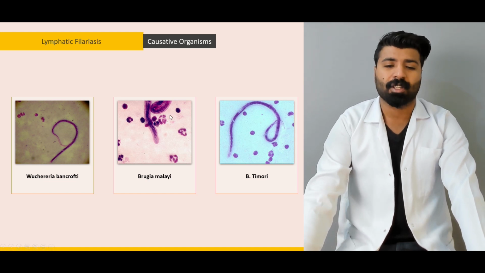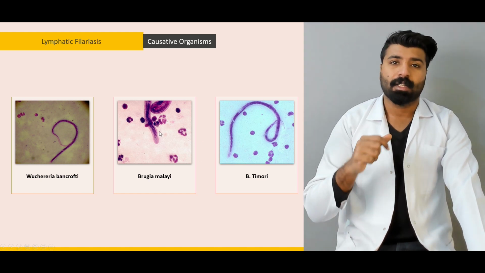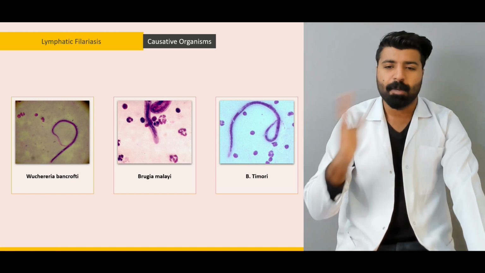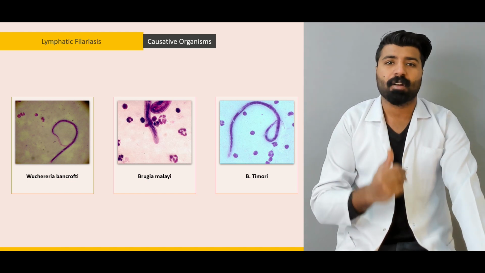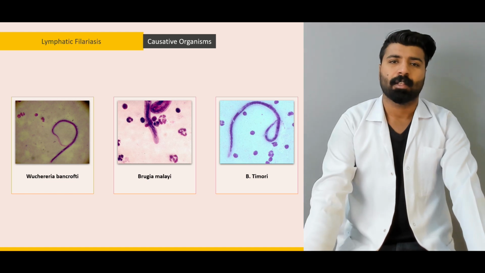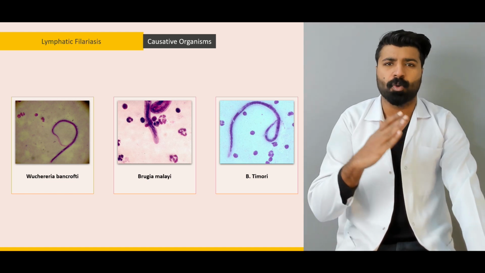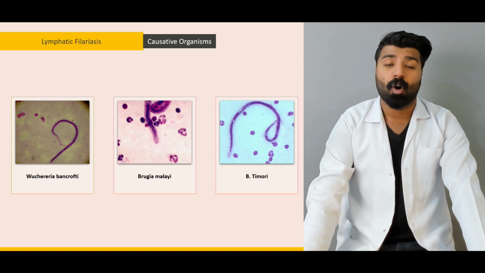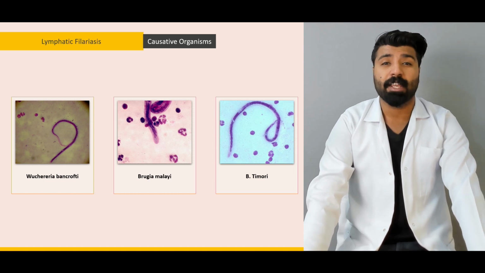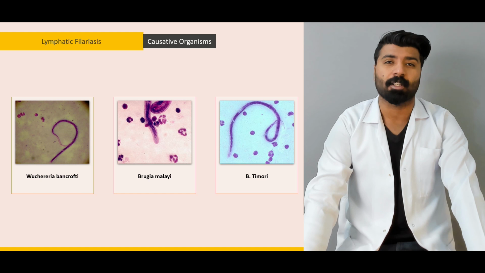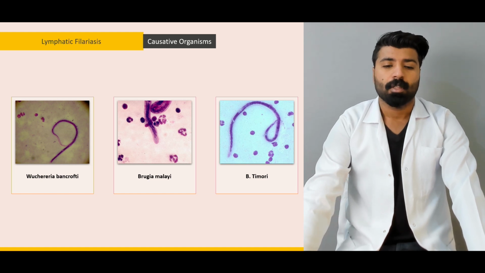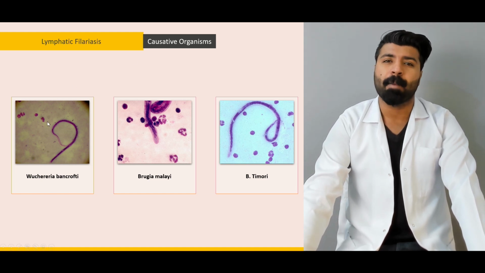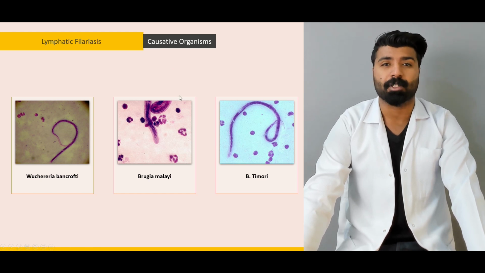They are just thread-like. You can see this thread-like appearance they have, and their size varies. There are females, there are males. Males are rather small in size, between 2.5 centimeters and 4 centimeters. On the other hand, females vary from 8 centimeters to 10 centimeters. The males have a thickness of 0.1 millimeter. On the other hand, females have a thickness of 0.3 millimeter.